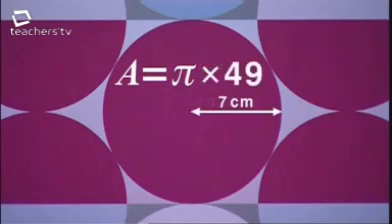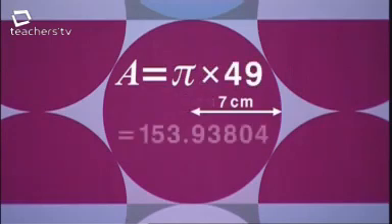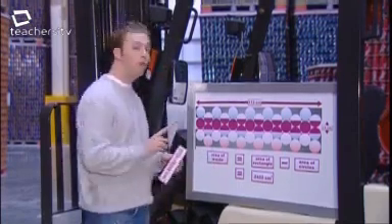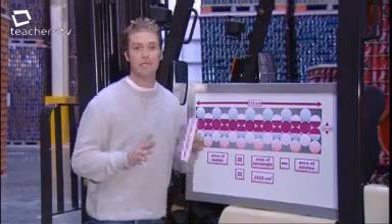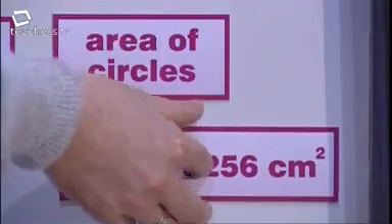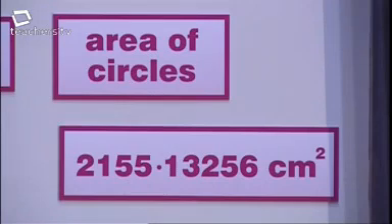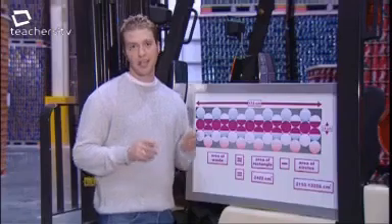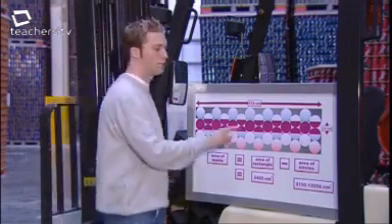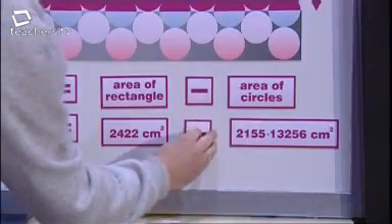7 squared is 49. Multiplied by pi is 153.93804. But that's the area of one circle, and trust me, there are 14 whole circles in the row, so I need to multiply that by 14, which equals 2,155.13256 centimetres squared.